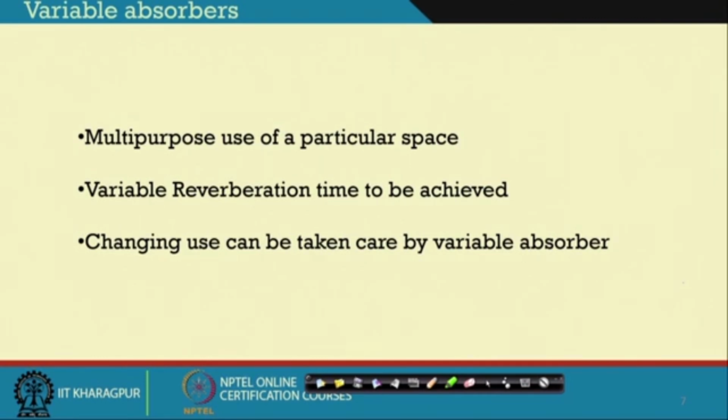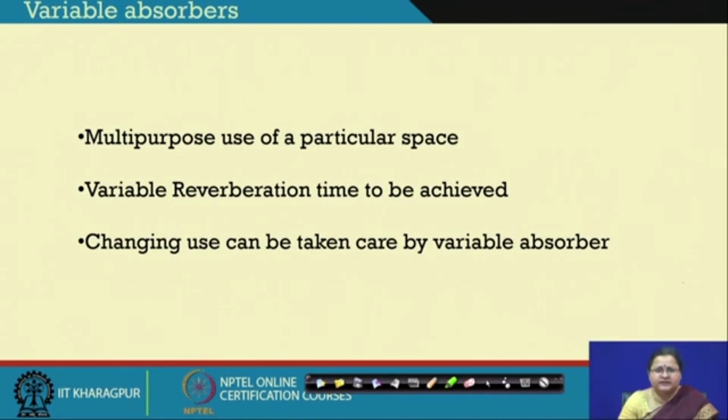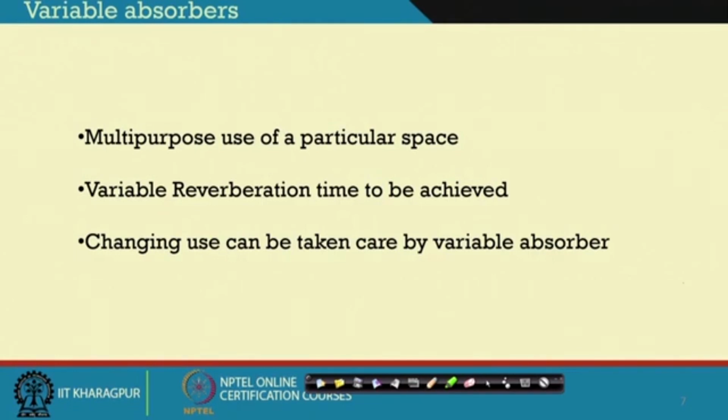For the different reverberation times that are required, which have been discussed in earlier lectures, the reverberation time varies with the performance happening inside the space. So, we can change the reverberation time by putting in different kinds of absorber. So, how to adapt it? It is not a difficult task. You can put in variable absorbers, and by varying the absorbers, you can work with the different reverberation times.